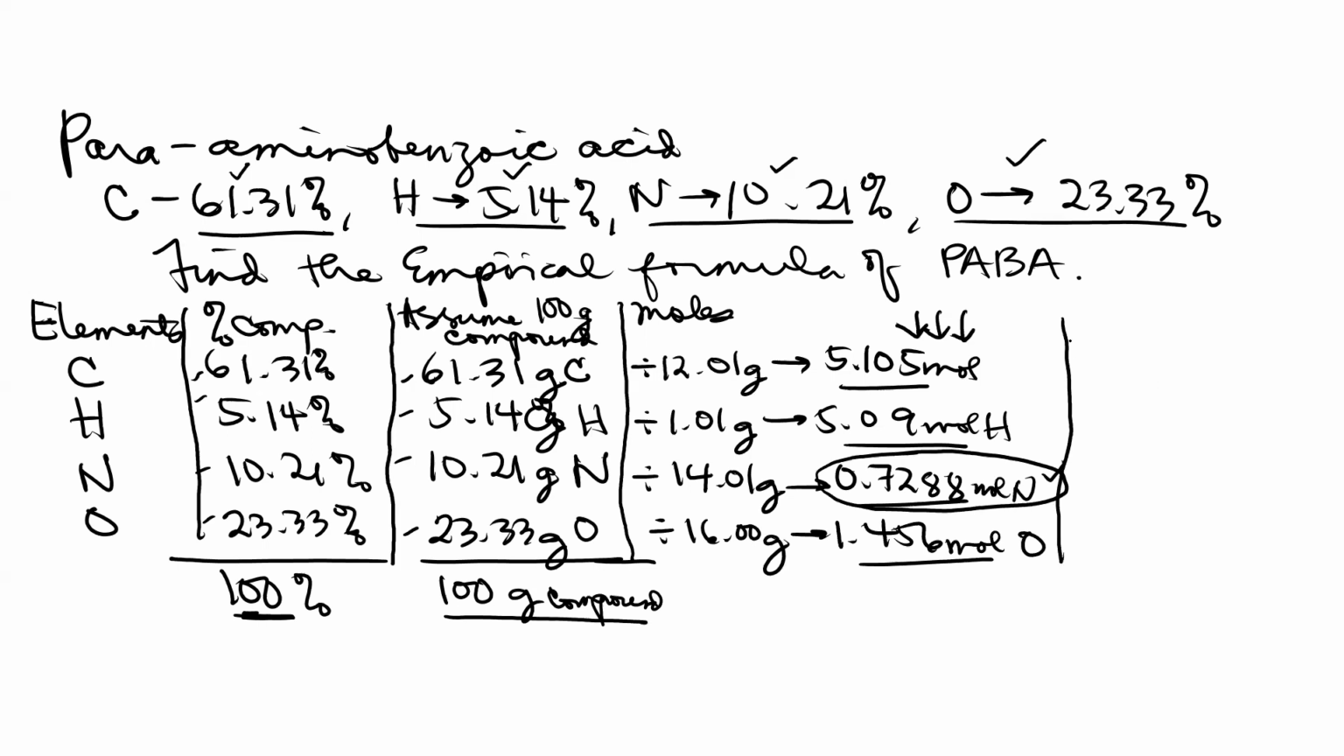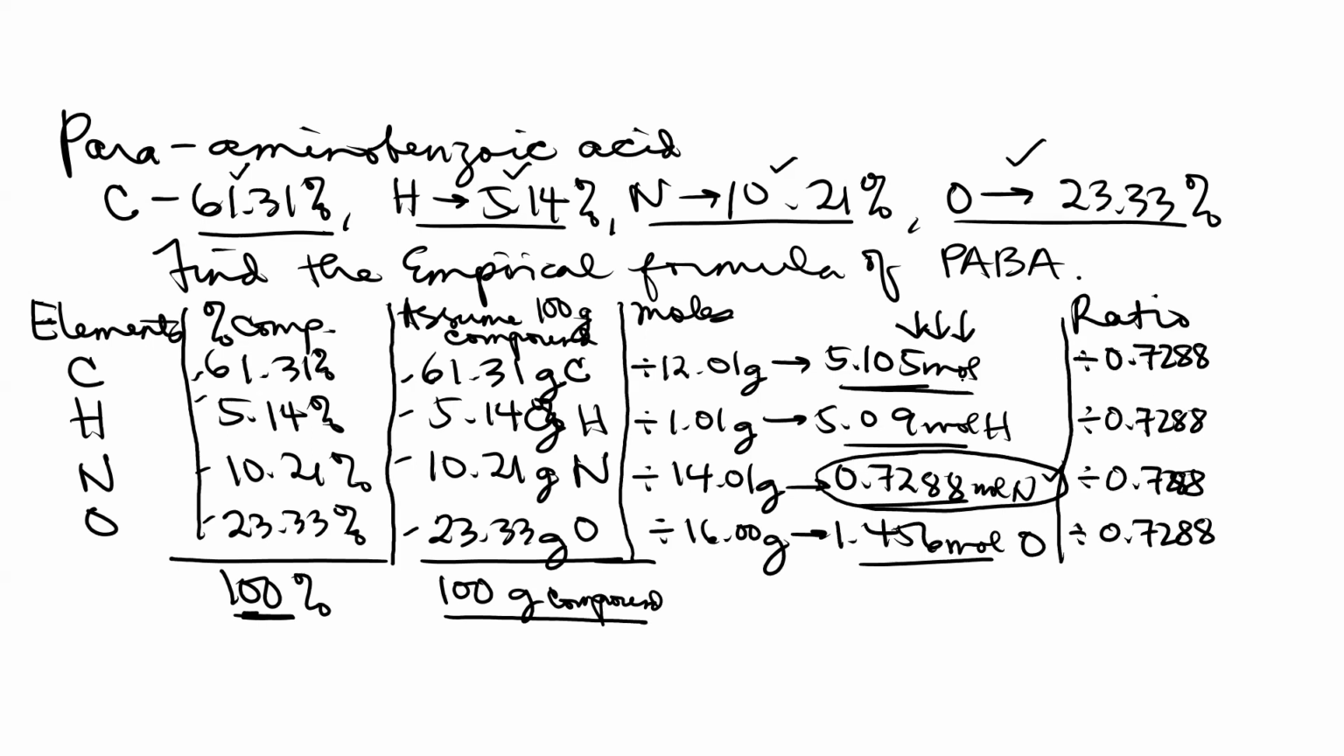So we calculate the ratio for each of these elements by dividing all of them by 0.7288. So I hope you have your calculators with you at hand so that it would be easier for you to follow through and calculate the answers. So if we divide 5.105 moles by 0.7288, we get 7.005, which we can simplify to 7.